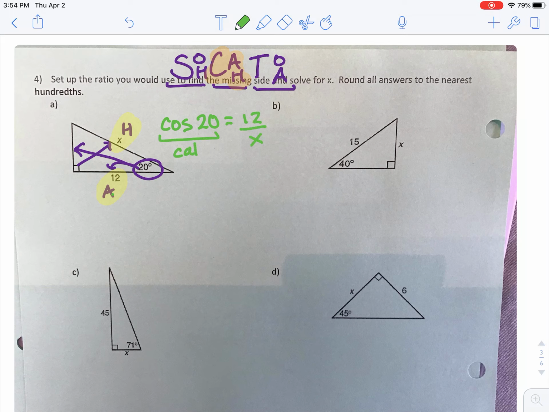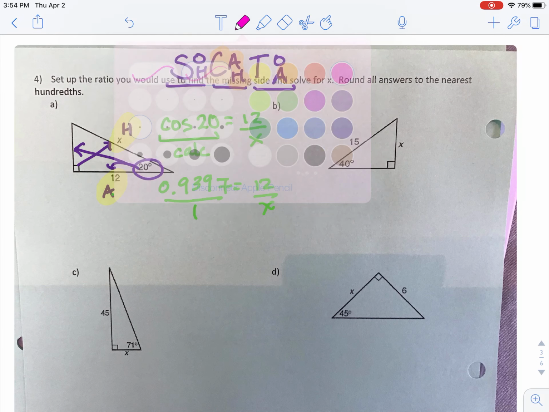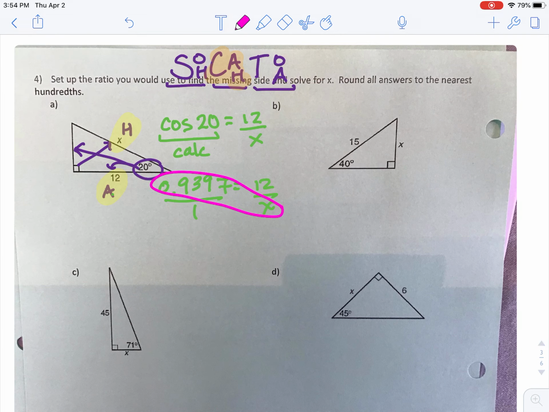This is where you have to type that in your calculator. So I type in cos 20, and I get a decimal, 0.9397 something. We write that over 1, and then remember this is where we cross multiply. So I'll have 0.9397x equals 12 times 1, which is just 12.